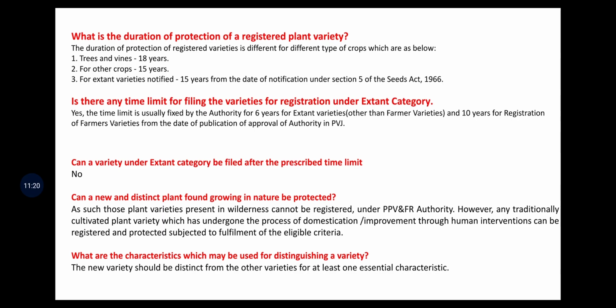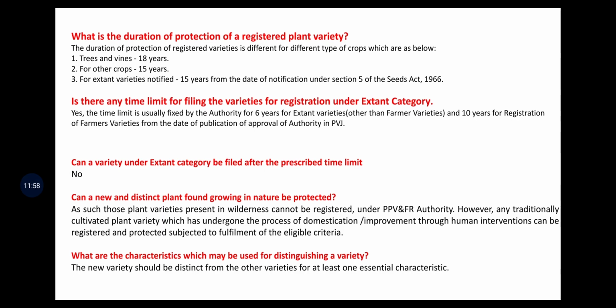What is the duration of protection of a registered plant variety? This has separate guidelines for the UPOV Act treaty and PPV-FR. India is not a permanent member of UPOV, it's an observer. So we have our own rules and regulations regarding plant varietal protection. The general protection period for trees and vines is 18 years, that is an initial protection of 9 years and later extendable by another 9 years, and for other crops the initial protection is 6 years and after that 9 years.